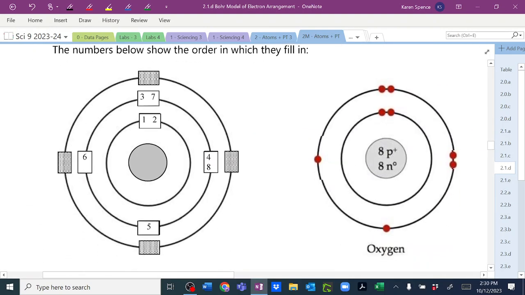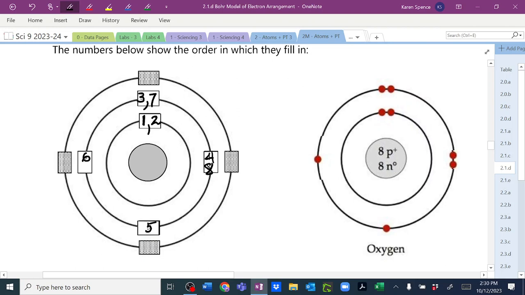And here's oxygen. It goes in order 1. Our second one goes here. Our third electron goes here. The fourth electron goes on the right. Number 5 goes at the bottom. Number 6 goes at the left. And then number 7 goes at the top. And number 8 goes on the right.